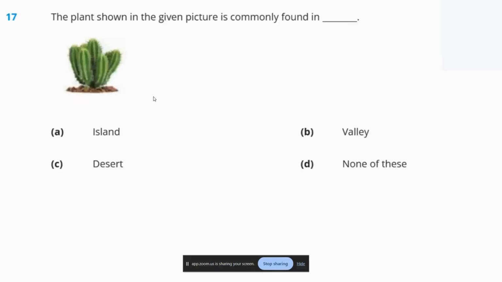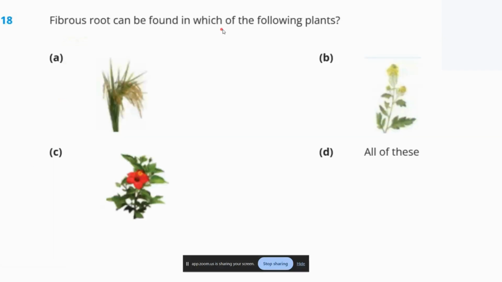Next, the plant which is shown in the given figure is commonly found where? This is which plant? This is cactus, isn't it? So where do we find cactus? Do we find it in island or valley? No, we find it in desert. So option number C is our right answer. Okay, it's the desert.